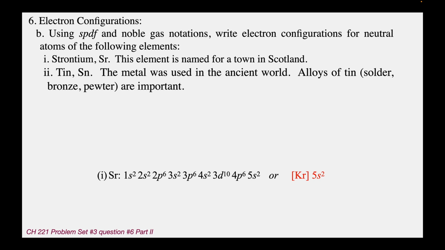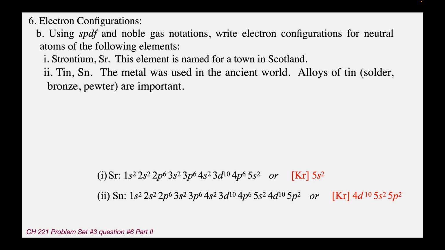Now tin, which is number 50, is just a little bit to the right of strontium. So you'll have all the electrons of strontium, which includes up to 5s2, but then you'll have 4d10, 5p2. All right, so a little bit different.